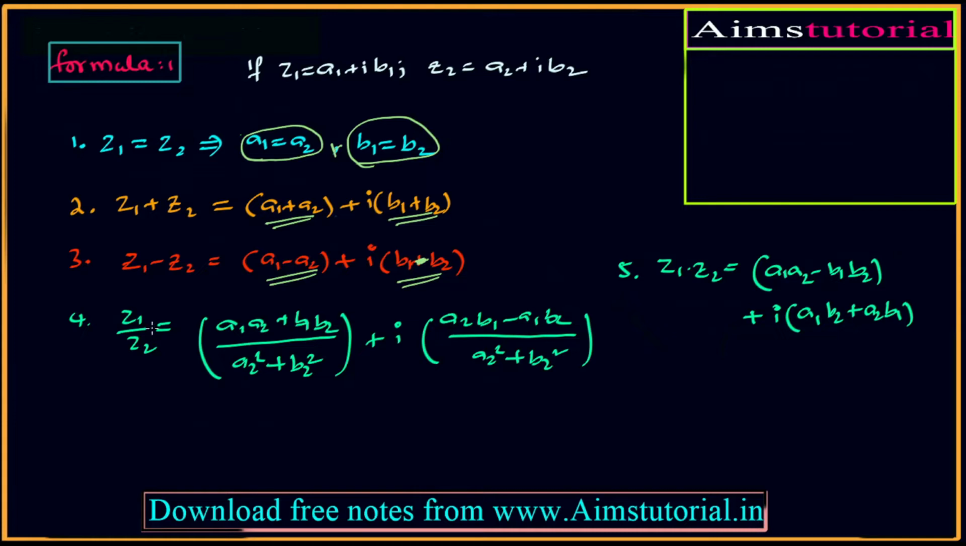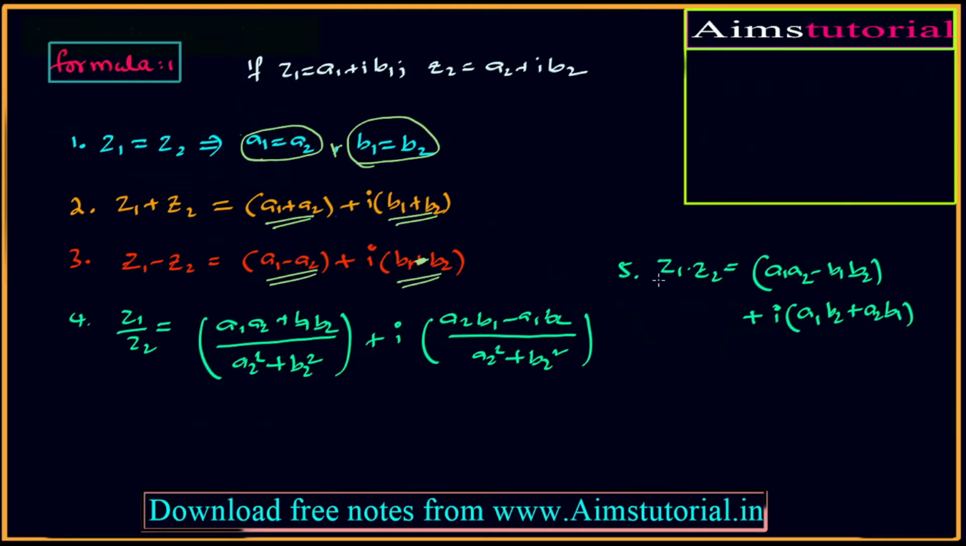Now division of two complex numbers, that is z1 by z2. Actually, we just have to rationalize the denominator. After rationalizing, you will get a1 a2 plus b1 b2 over a2 square plus b2 square, plus i times a2 b1 minus a1 b2 over a2 square plus b2 square. So here, for getting this result, we need to rationalize z2. Rationalize means multiply and divide with the conjugate of z2.